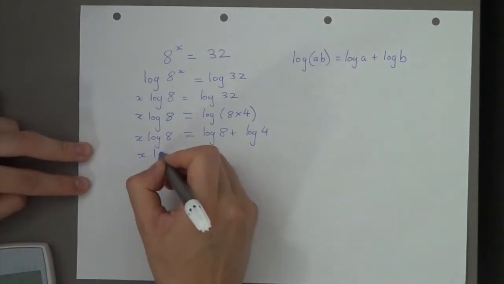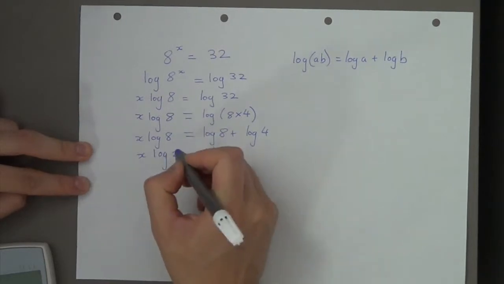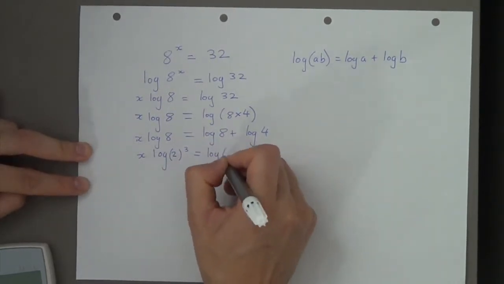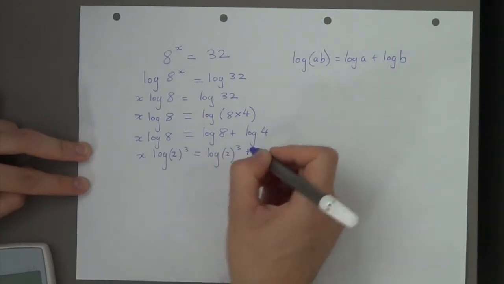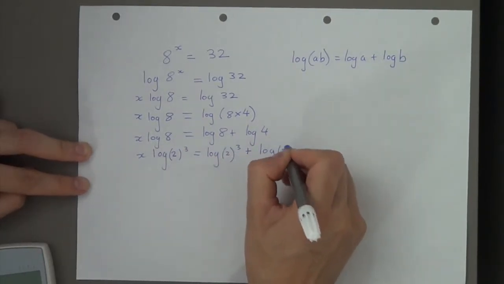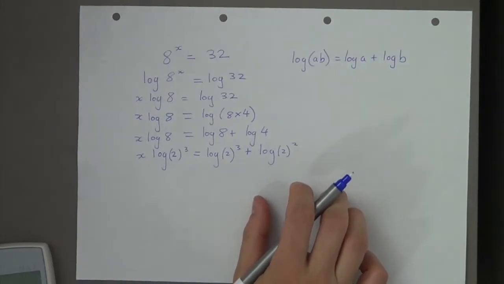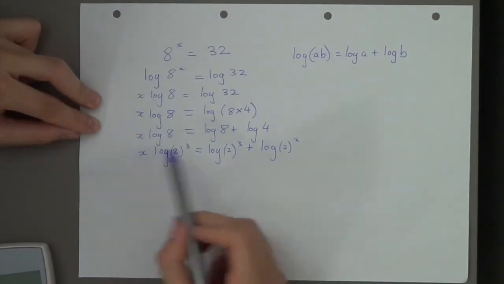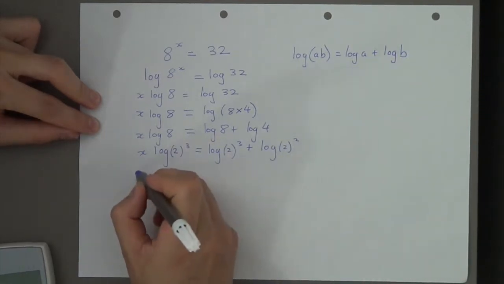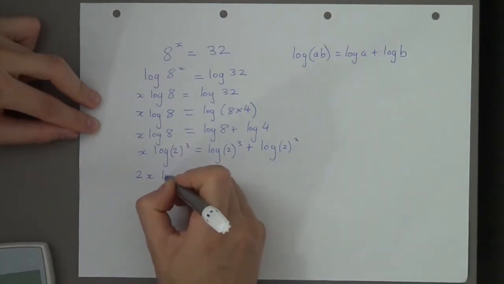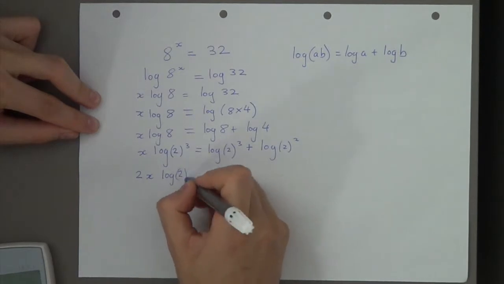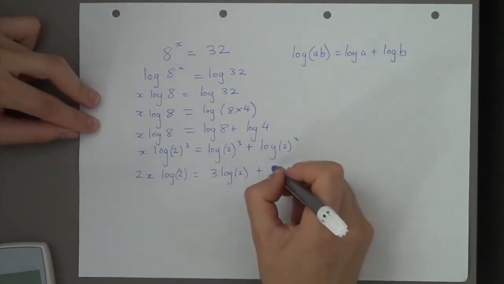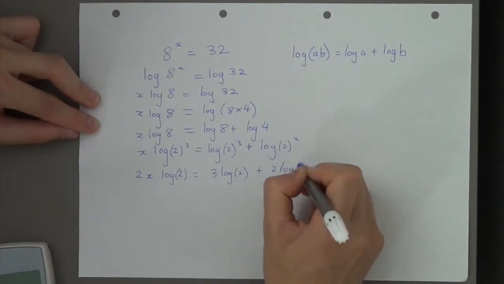So I'm going to write x log 2 to the power of 3 equals log 2 to the power of 3 plus log 2 to the power of 2. Okay? Now, notice I can now move my 3's over here, and my 2 here. So this becomes 2x log 2 equals 3 log 2 plus 2 log 2.